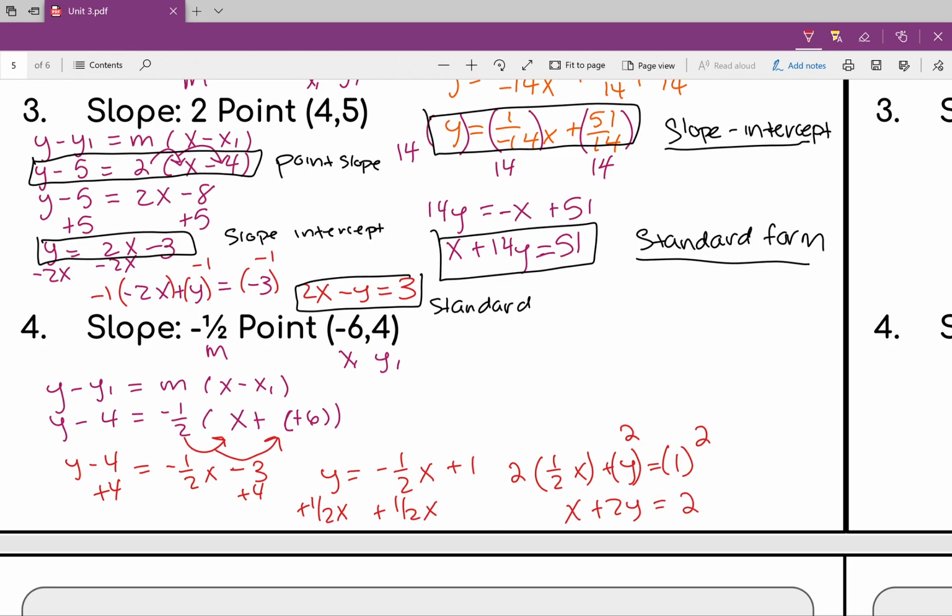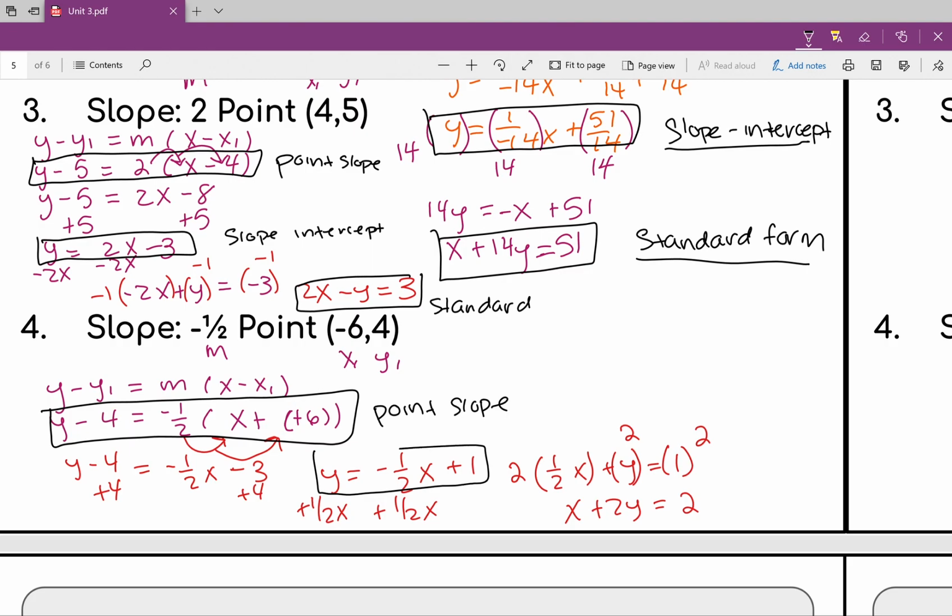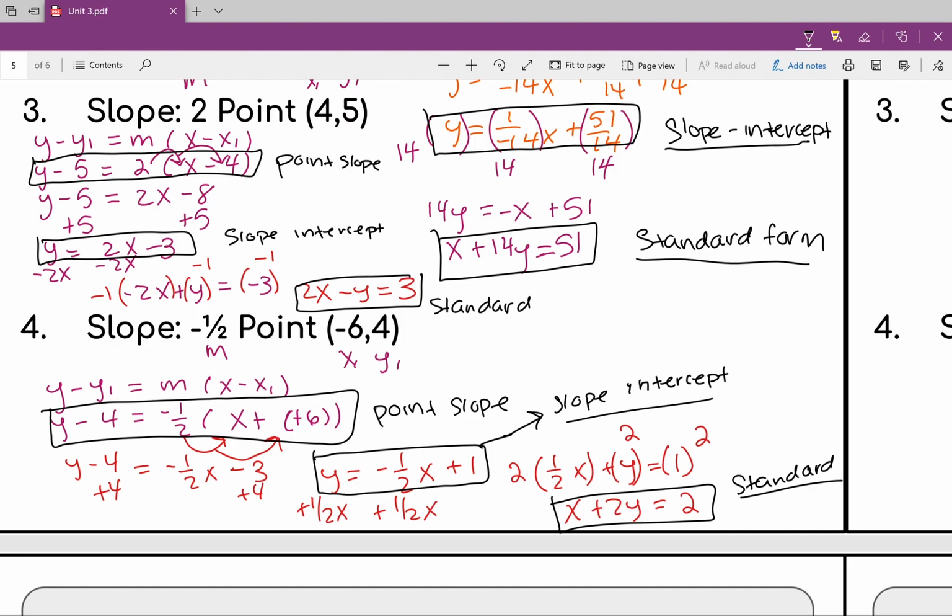So then I have my point slope answer. Then I have my slope intercept answer. And then I have my standard form, standard. Okay.